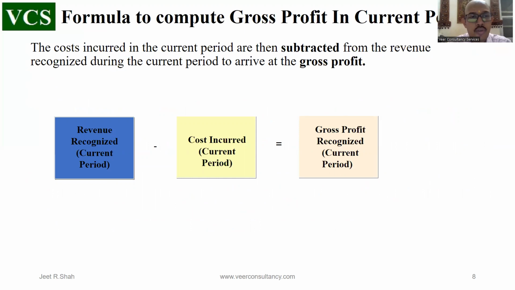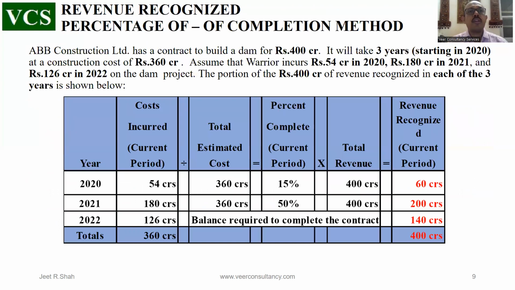So the formula to compute gross profit is what? You find out the revenue that you recognize in the current period minus the cost incurred in the current period. That will give you the gross profit of the current period. I have taken an example of a company known as ABC Construction Limited, which has a contract to build a dam for rupees 400 crores. It will take 3 years starting from 2020. And the construction cost is 360 crores. So 400 crores is the value of the contract, and you are going to incur 360 crores of cost on it. So there's a profit of around 40 crores.